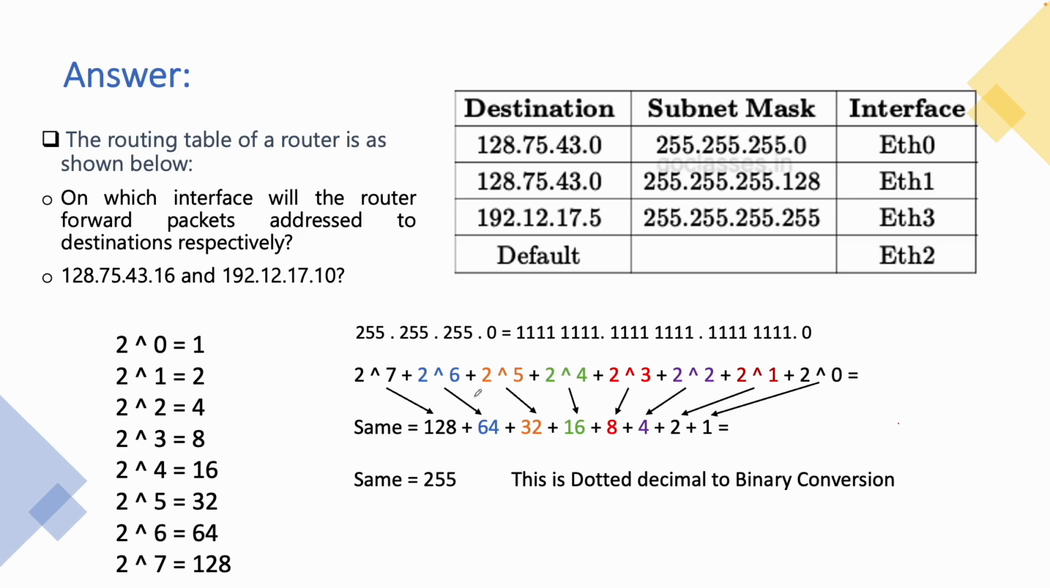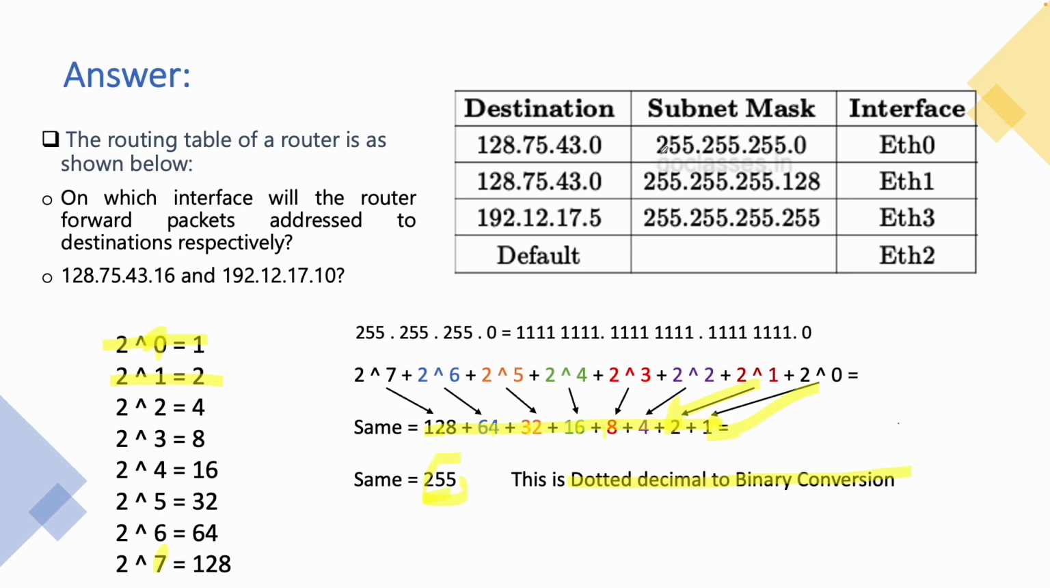We have to convert it into binary. You can see how to convert a dotted decimal number into binary. It's shown here, from the 0th position to the 7th position. 8 bits are there, 0 to 7. We just have to calculate 2 to the power 0, 2 to the power 1, and keep adding those. 2 to the power 0 is 1, 2 to the power 1 is 2, and when all these are added together up to 2 to the power 7, you will get 255. Adding 128 plus 64 plus 32 plus 16 plus 8 plus 4 plus 2 plus 1 gives you 255.